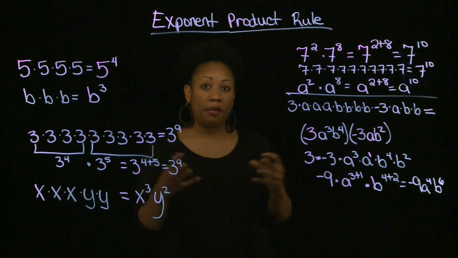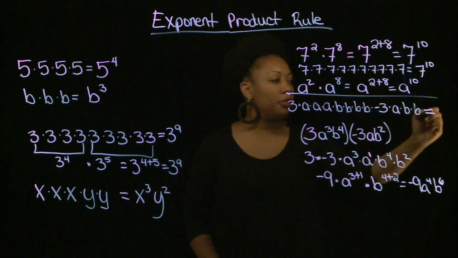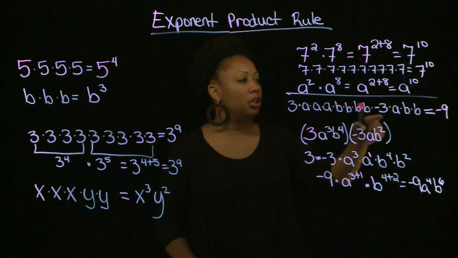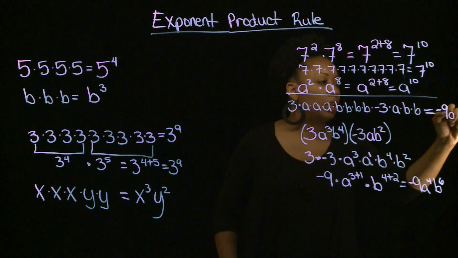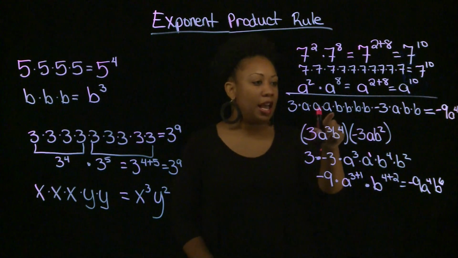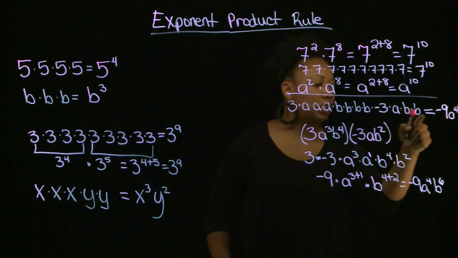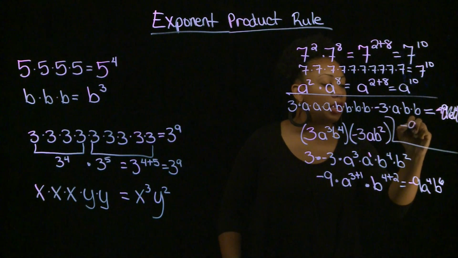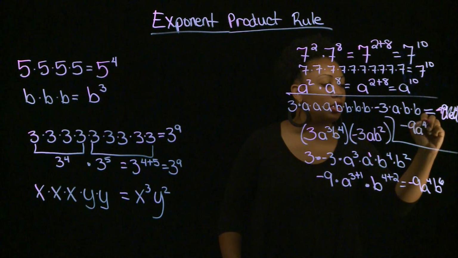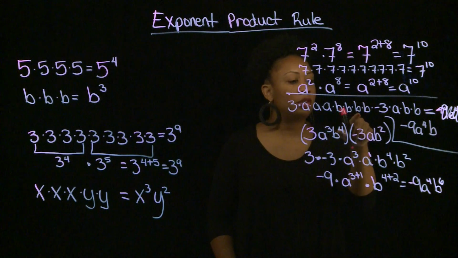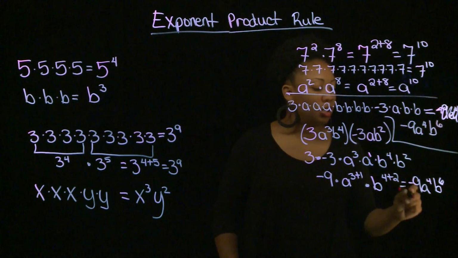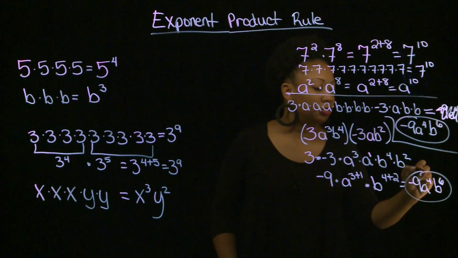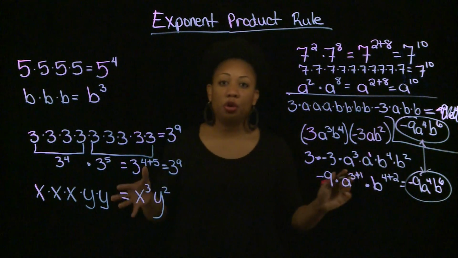Now all we do is go back and combine. So 3 times negative 3 gives me negative 9. I have 1, 2, 3, 4 a's, a to the 4th. And then I have 1, 2, 3, 4, 5, 6. Let me write under here. So I have negative 9, a to the 4th, b to the 1, 2, 3, 4, 5, 6. So as you see, this answer is the same as this answer. So you can do it using either method.